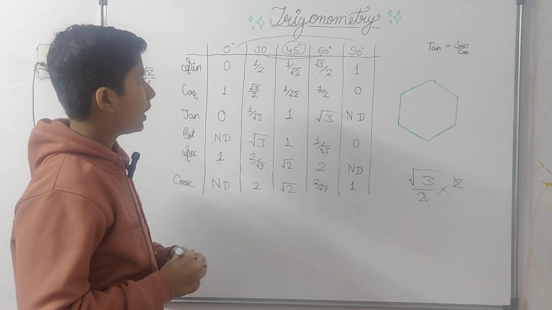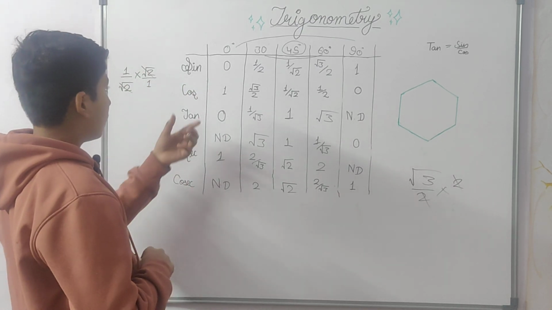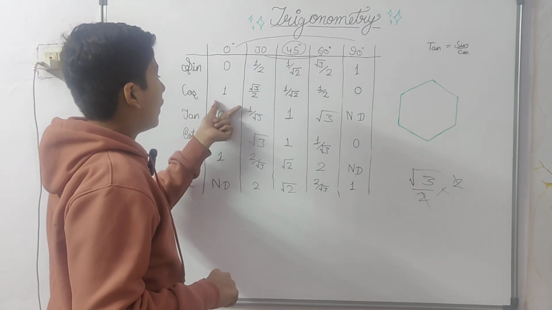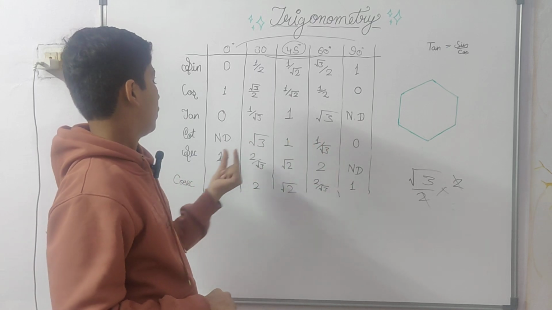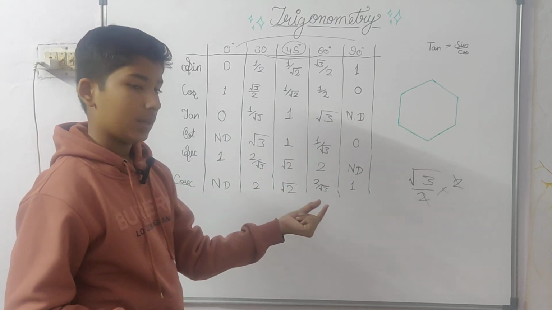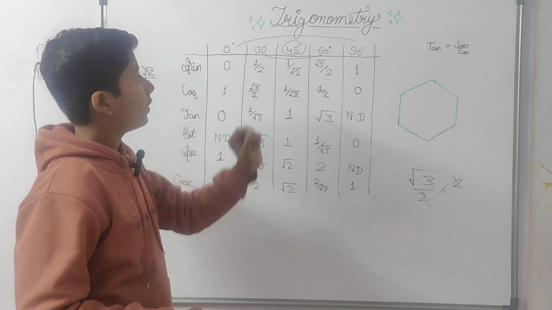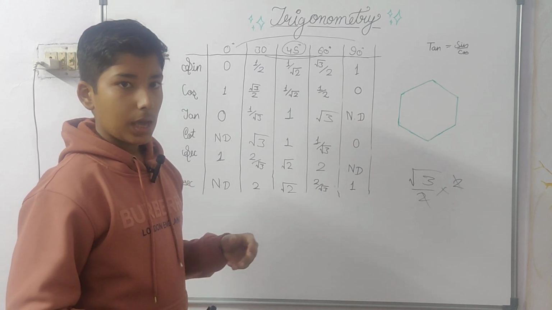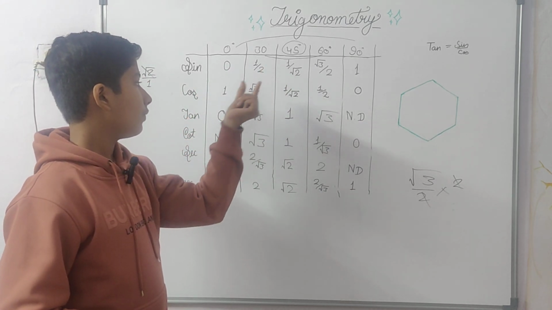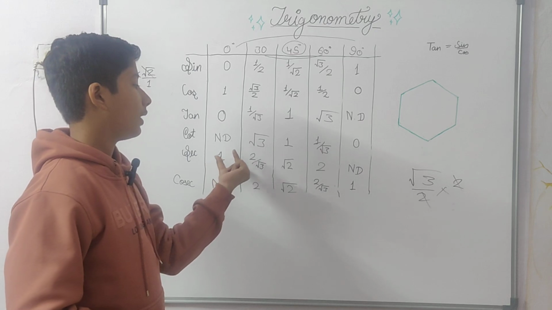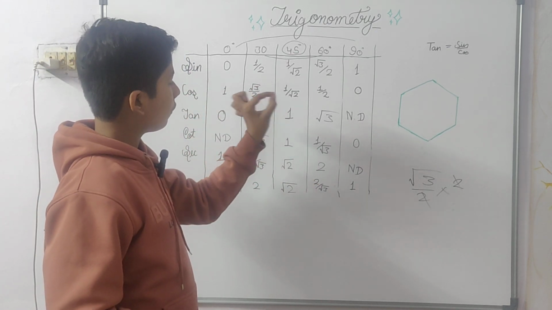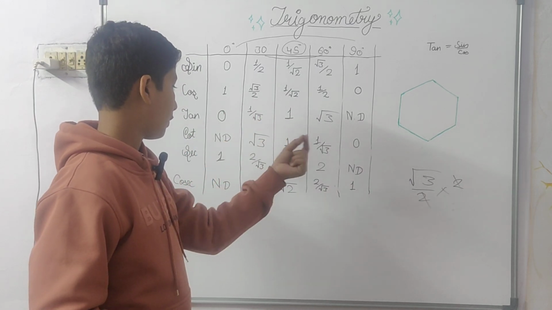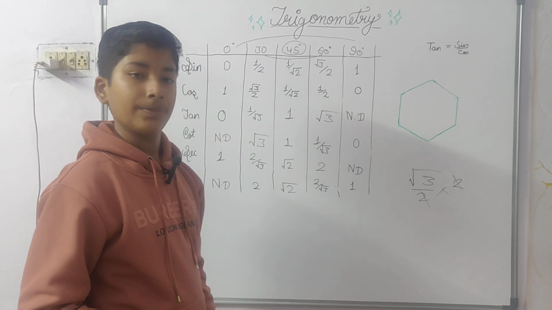Now 0 and 90. How would you learn? 0 to 1, 1 to 0, 0 to ND, ND to 0, 1 to ND, ND to 1. Okay, this is for 0 and 90. Again, repeat after me: 0 to 1, 1 to 0, 0 to ND, ND to 0, 1 to ND, ND to 1. Now once more.